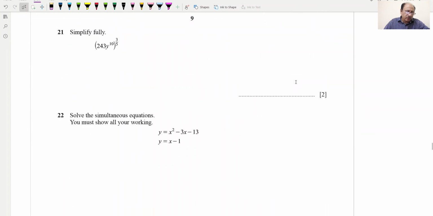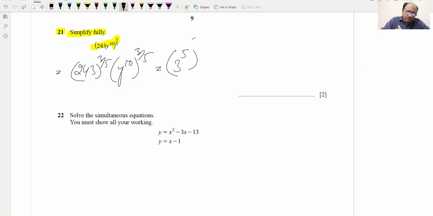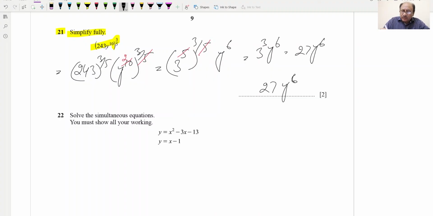Hopefully you understood this. Now question number 21, we need to simplify fully this indices question. We can take separate parts: 243 raised to the power 3 by 5 and y raised to 10 whole raised to 3 by 5. We can write 243 as 3 raised to the power 5, whole raised to 3 by 5, and 5 and 10 will cancel, so it will be 2 here, and y raised to the power 6. The 5 and 5 will also cancel, and our final answer will be 3 raised to the power 3 y raised to the power 6, which we can write as 27 y raised to the power 6. This will be the final answer for 2 marks.